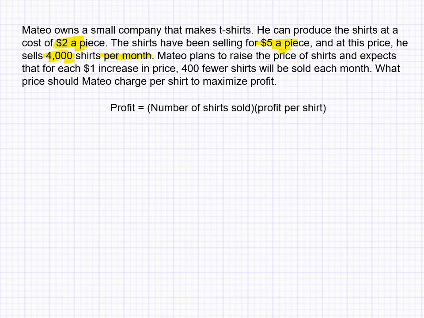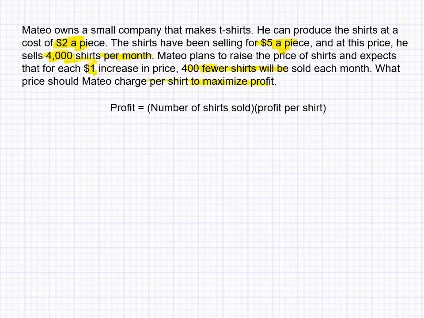So then Matteo plans to raise his prices so he can make a little bit more money. But he doesn't want to raise them too much because then he's going to start selling fewer shirts. So he thinks that every time he raises his prices by $1, he's going to sell 400 fewer shirts. So he wants to figure out what's the sweet spot where he can raise his price in increments of $1, but still maximize his profit.